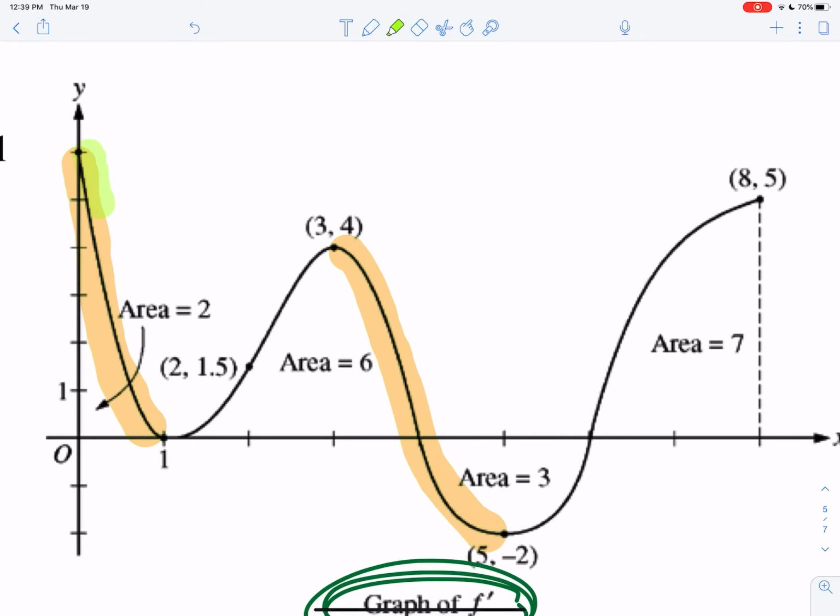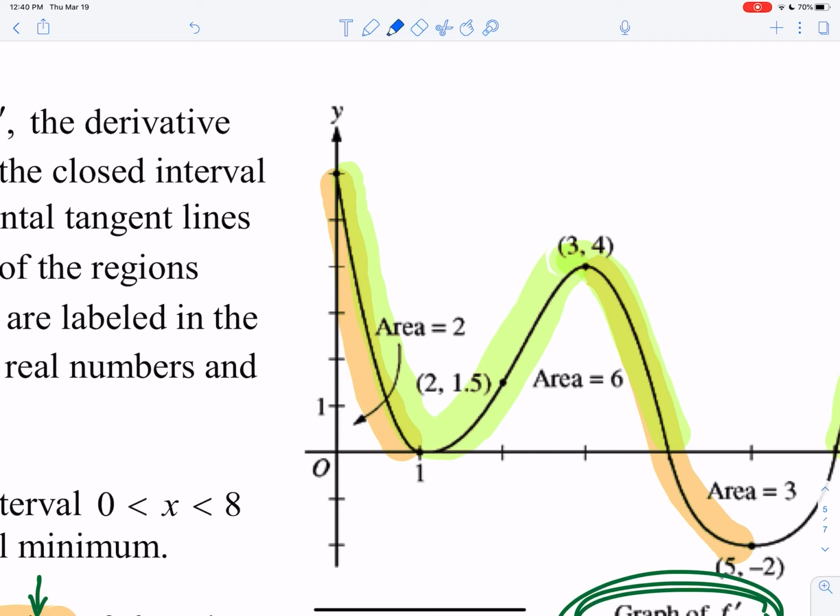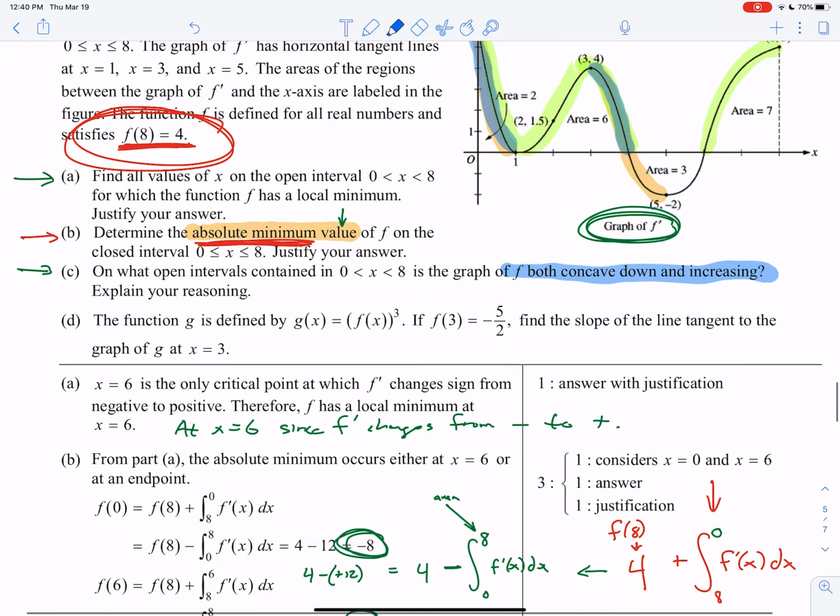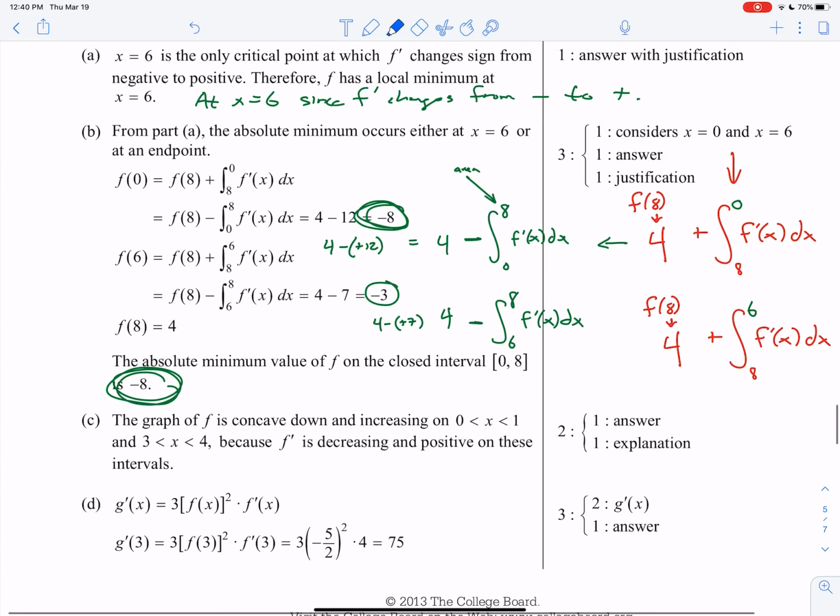Okay? So the thing is, if we go back to our question, we're trying to find out when f is both concave down and increasing. So we're pretty much looking at where that orange highlight overlaps with the green highlight. So this is only going to happen from 0 to 1 and from 3 to 4. And there you go, from 0 to 1 and from 3 to 4.